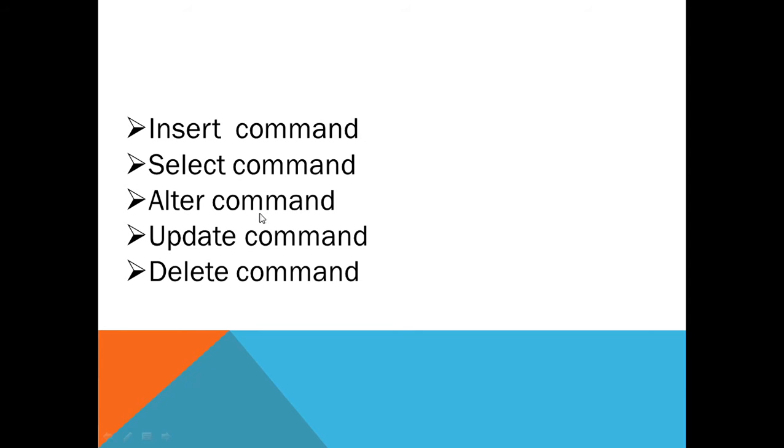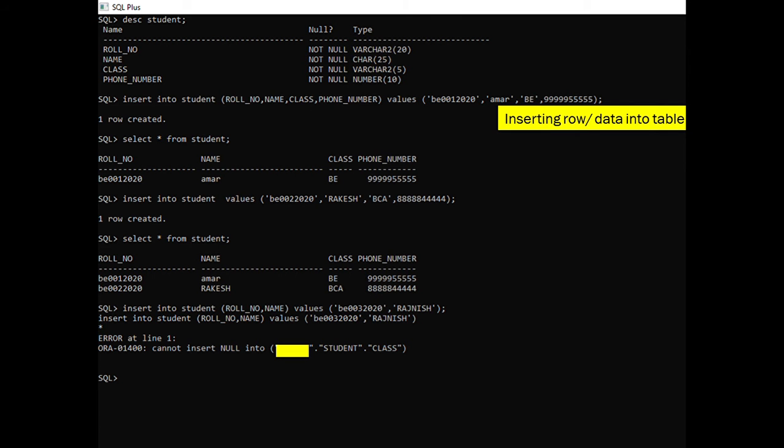Now in this video, I will discuss some basic commands: insert command, select command, alter command, update command and delete command. First, how to insert data into a table, or how to insert a value into a table, and how to create a row. As you know what a table is, these are the columns: roll number, name, class and phone number. And these are the rows.